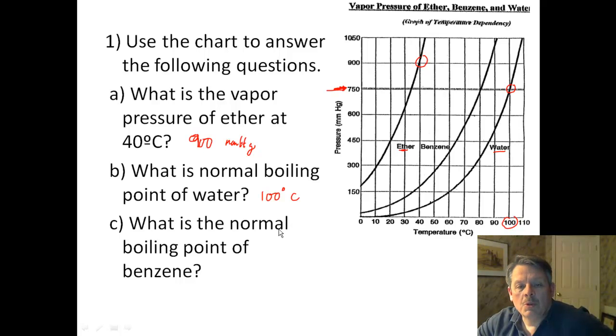Well, what's the normal boiling point of benzene? Benzene is different. It's not water. It has a different boiling point. So if I come over here and I look at benzene, and I also go up to 760 millimeters of mercury, I find that that is approximately 80 degrees Celsius. And so you should be able to read a graph like this one.